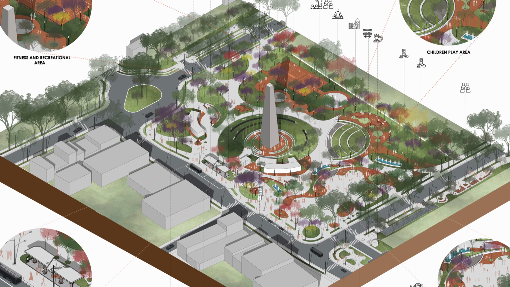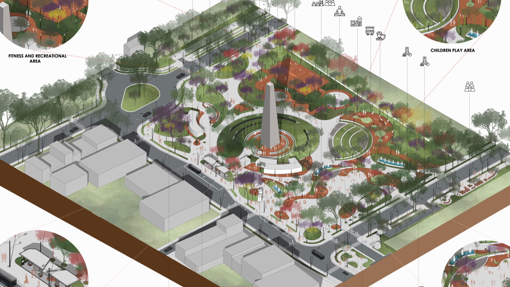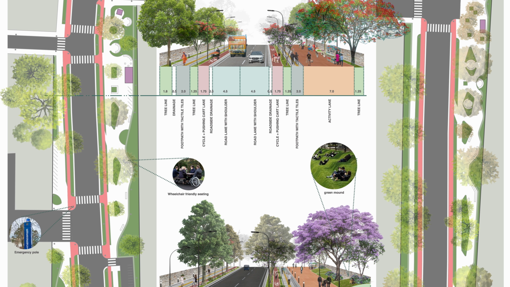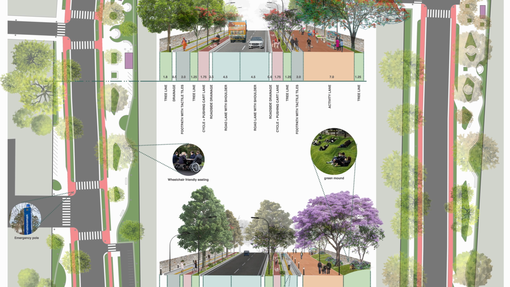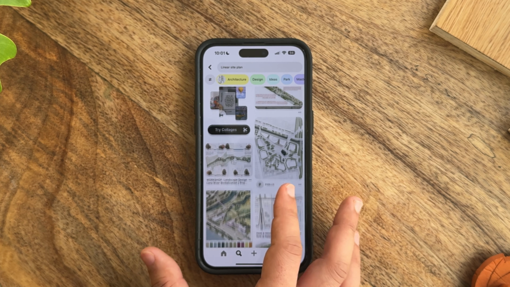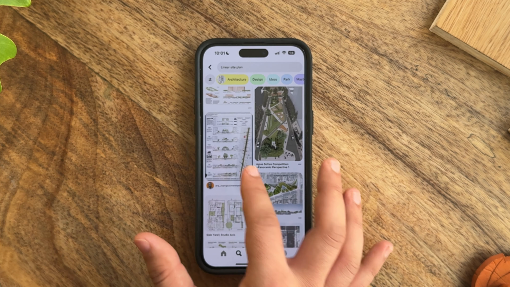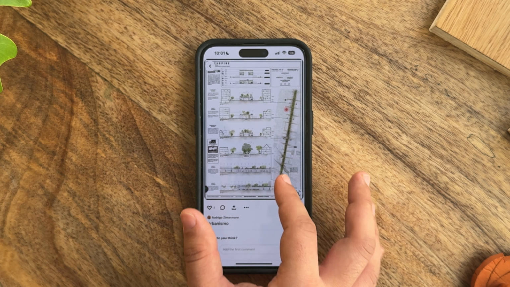So I want to take an example of this recent design competition that we participated in. We had this linear site where we had to design a public space. So I looked for references in Pinterest to find illustrations that efficiently represented a linear design in a presentation sheet.